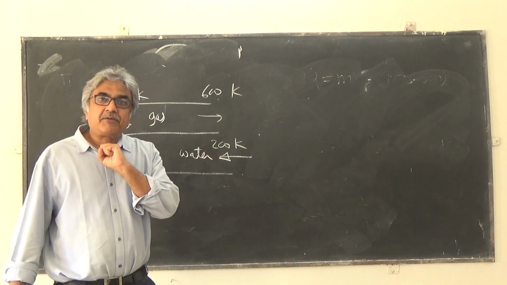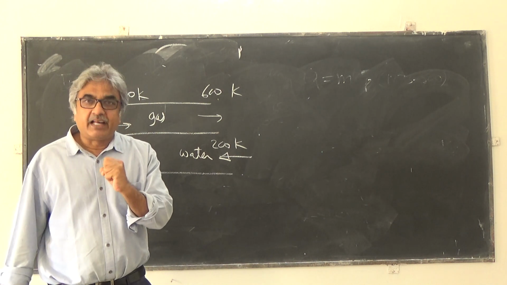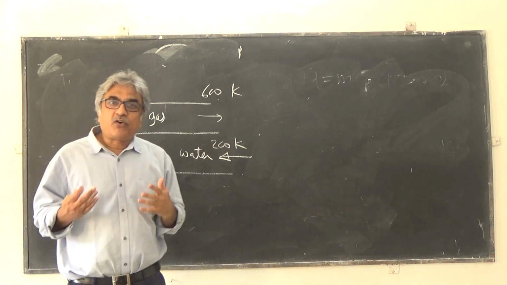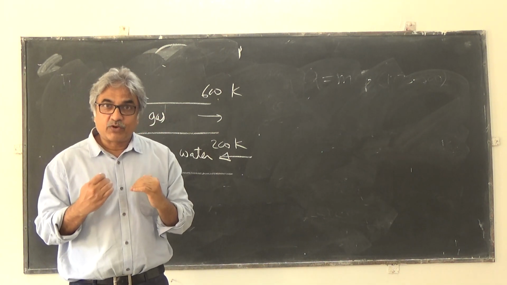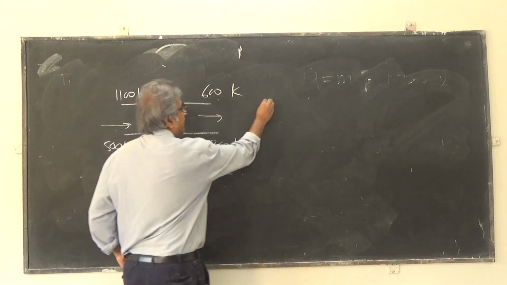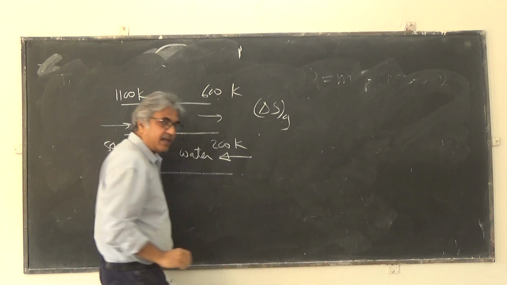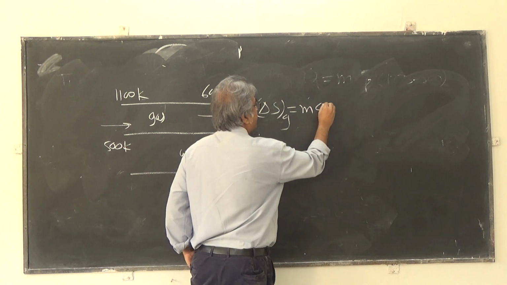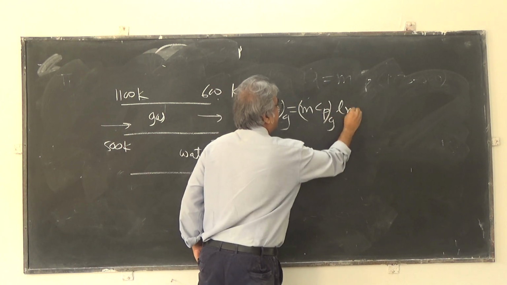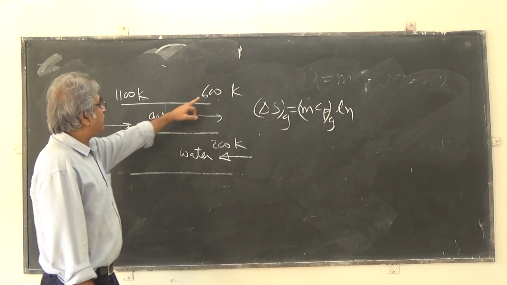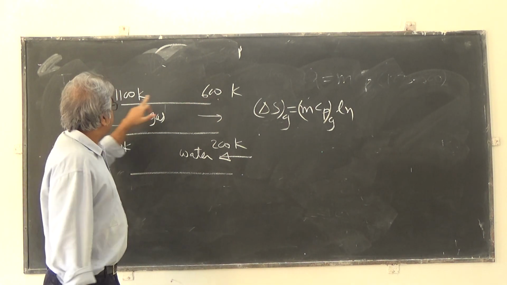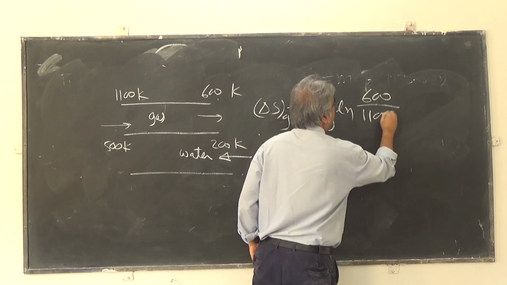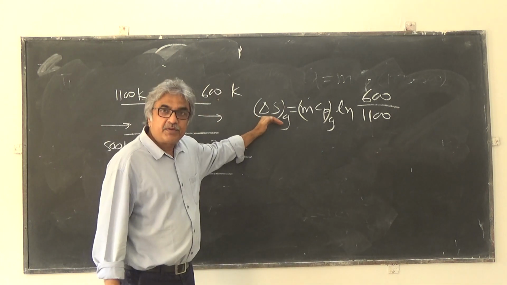Now what will the entropy principle tell you? See what will happen to entropy of the gas. Obviously entropy of the gas will decrease. Okay, and how will you find it out? You can say delta S of the gas. The expression which you will use is m Cp of gas ln T2 by T1. What is T2? Final temperature, right? Which is 600. T1 is 1100. So it is 600 by 1100. Okay. So that will be the entropy change of the gas.